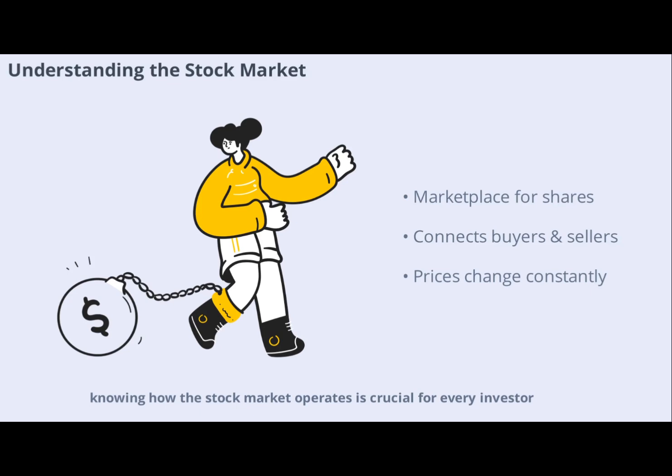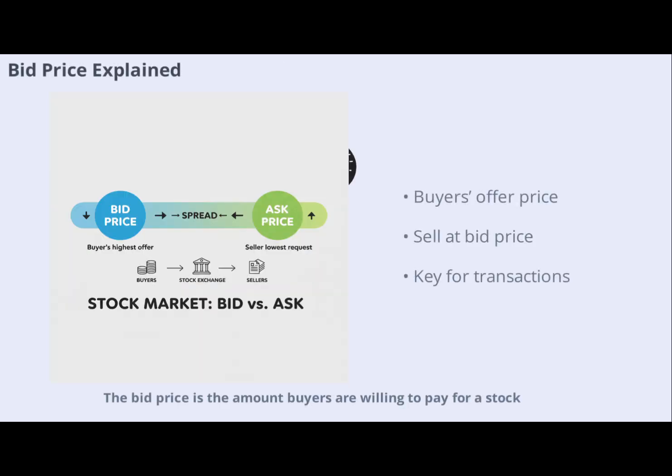Bid price is the amount buyers are willing to pay for a stock. Think of it as the highest price someone is ready to offer at any given moment. If you want to sell your shares, you'll typically receive the current bid price. Understanding the bid price helps you know what you can expect to get when selling a stock, and it's a key part of every transaction in the market.